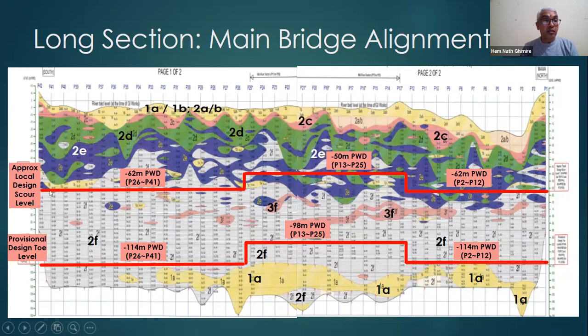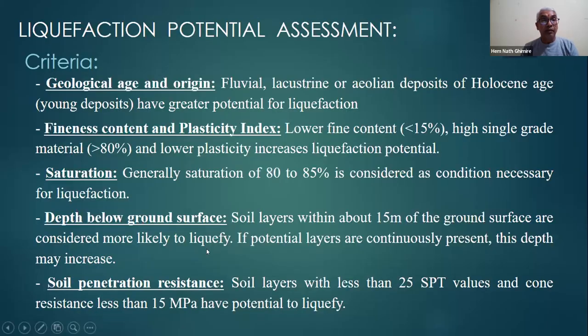And this is the design scour level of the bridge. And this is the provisional design toe level of the main bridge, which was 114 meter, but ultimately in some places we had to go down to 122 meters.